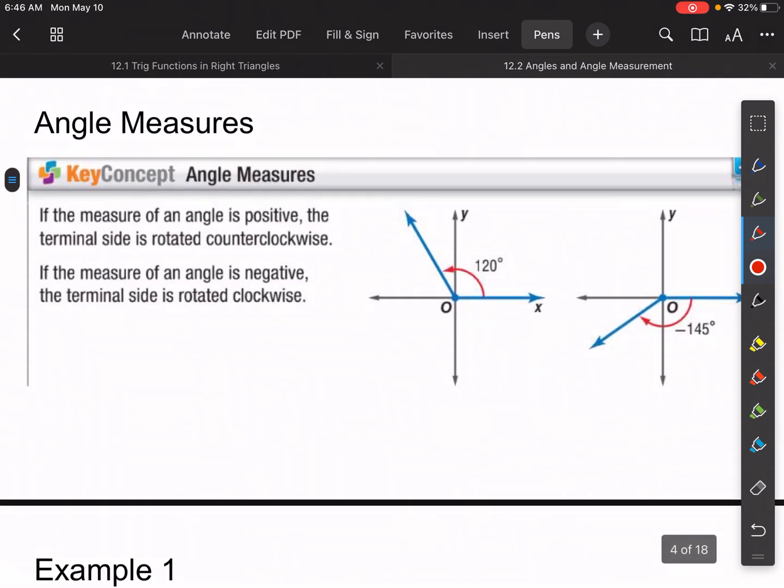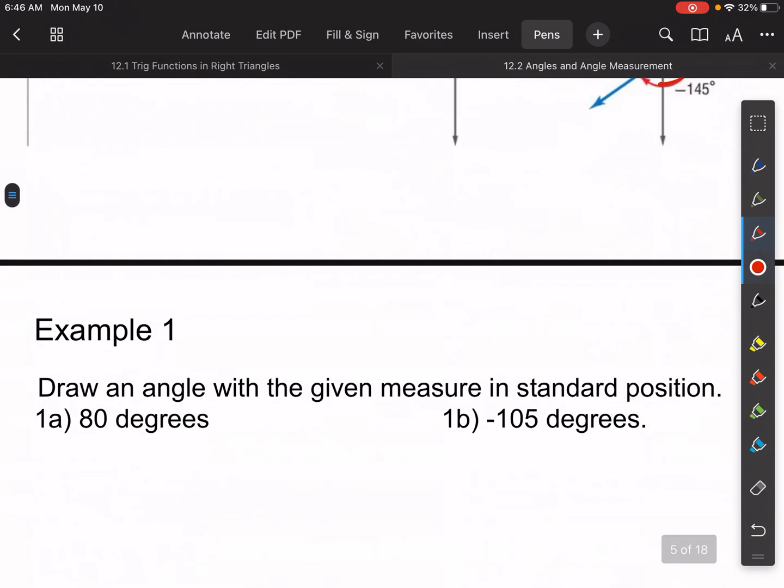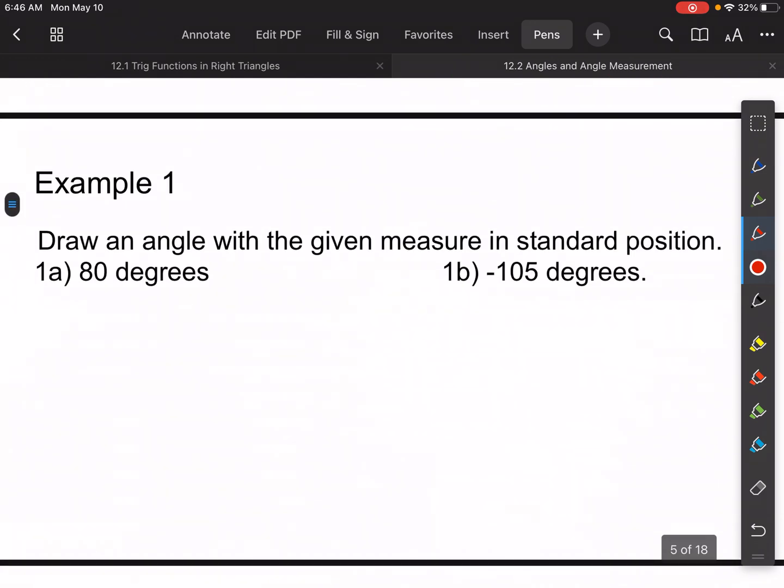So that's the first part. Then, angle measures. If the measure of an angle is positive, we go counterclockwise. If the measure is negative, we will go clockwise, so we'd start here and go into the negative. Let's do a couple of these to get used to this. Go ahead and pause the video, draw these out, and then make sure that you did them correctly.